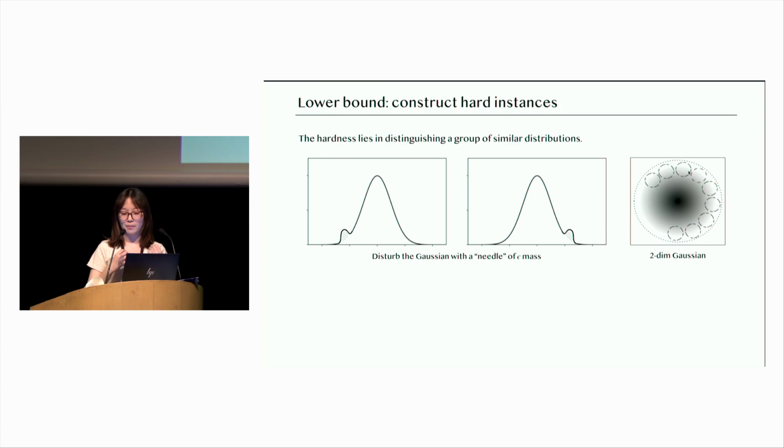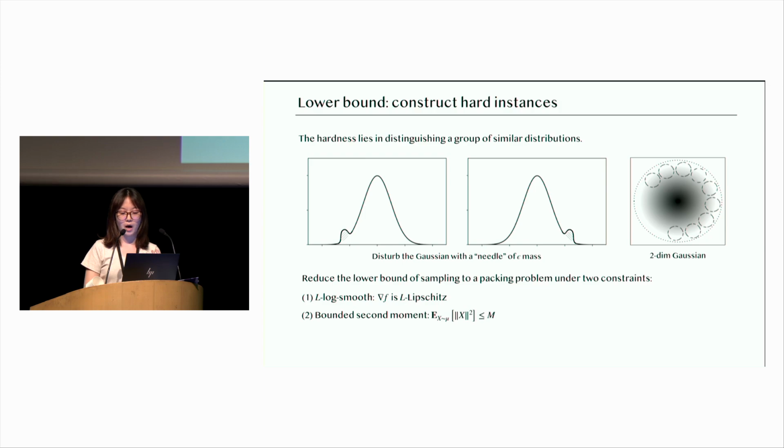So if we can pack more disjoint circles, we can construct more hard instances, and we can prove a larger lower bound. We actually reduce that problem to a packing problem, and of course, we require the hard instances we construct to satisfy the smoothness condition and the second moment condition. And this is basically the idea used in the work of Gelman and Ristenski to prove that exponential lower bound. And in this work, we want to prove an even stronger one.